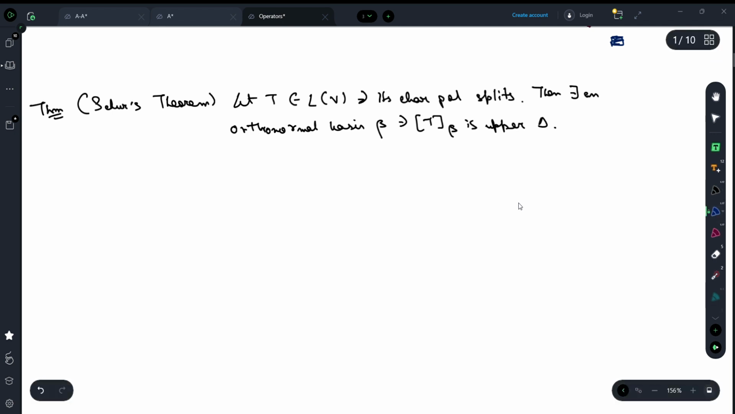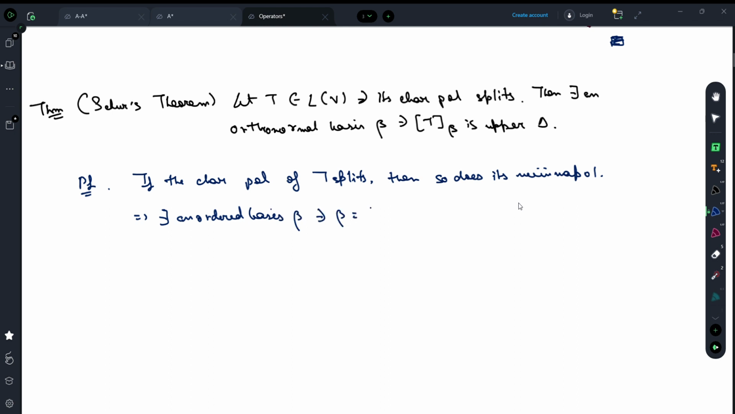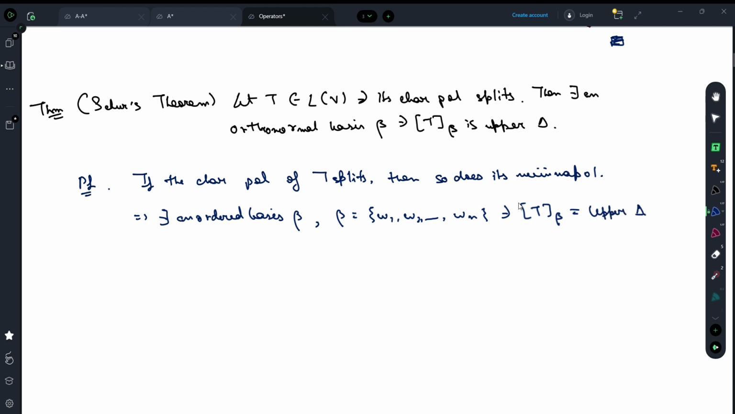Okay, so we're going to prove the statement. See, if the characteristic polynomial of T splits, then so does its minimal polynomial, right? If its minimal polynomial splits, then what I said is that there exists an ordered basis beta, equal to say w1, w2, and so on till wn, such that the matrix of T with respect to beta is upper triangular. Right? Clear?